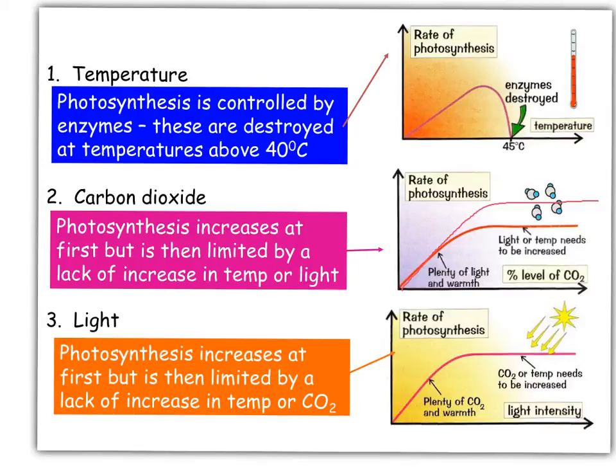Okay? The final one is light. So as we increase the light intensity, so I'm reading this axis, the rate of photosynthesis increases until it gets to a point where it doesn't matter if we increase the light intensity, the rate of photosynthesis isn't going to increase any further. So what we need to do is either increase the carbon dioxide or the temperature because they are the limiting factor.